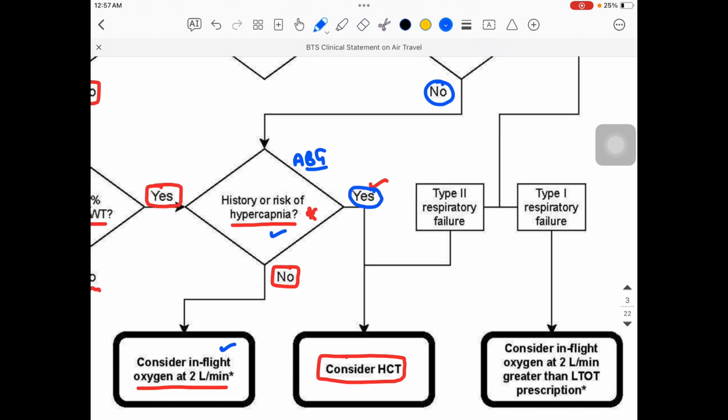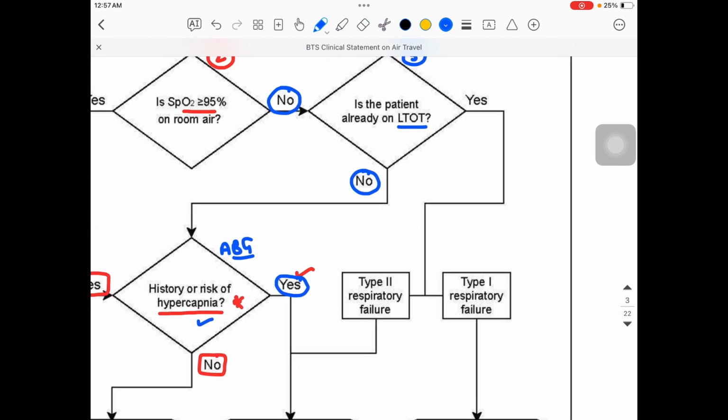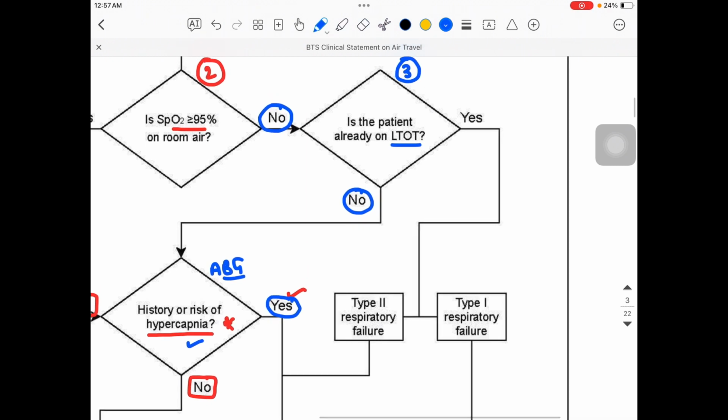If that is more than 45, that tells the risk of hypercapnia. If it is lesser than 45, then the patient is not having hypercapnia. Okay, fine. Let's say the patient is using oxygen at home. Let's say the patient is on long term oxygen therapy. Then what will you do?